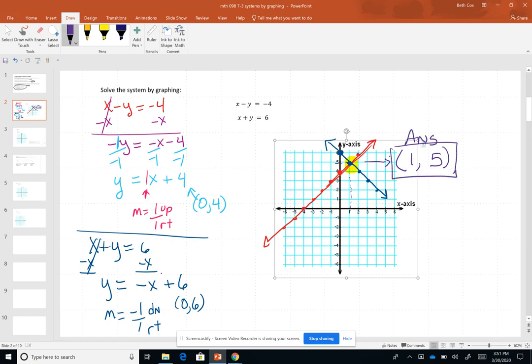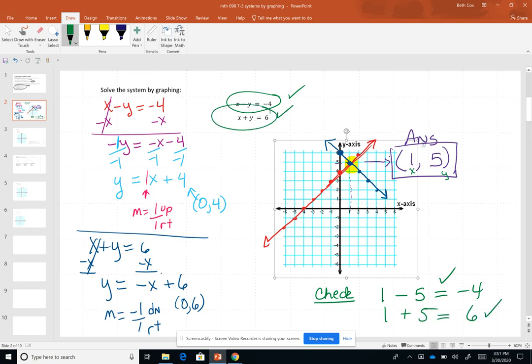Now, we see that we can check our answer by plugging it back in. If I take 1 minus 5, I get -4. That's correct. Check it with the original. If I do 1 plus 5, I get 6. That checks. So that's how I know that's my answer. I just take my answer, plug it into both of the equations to see if it checks.